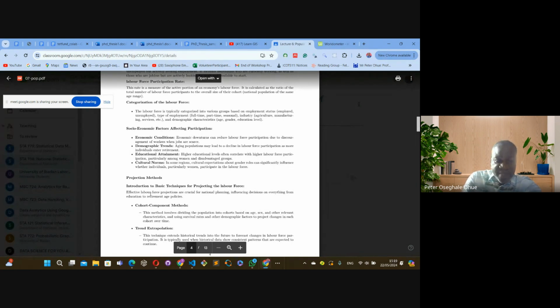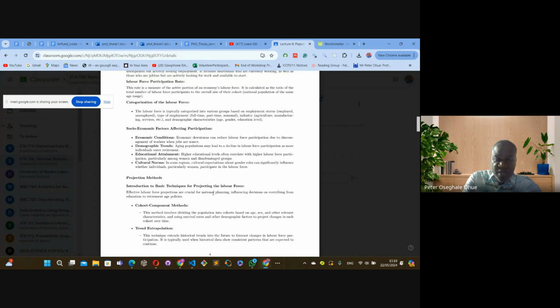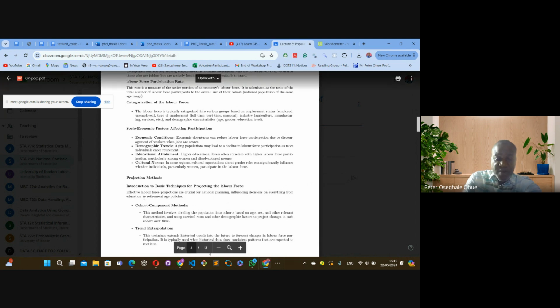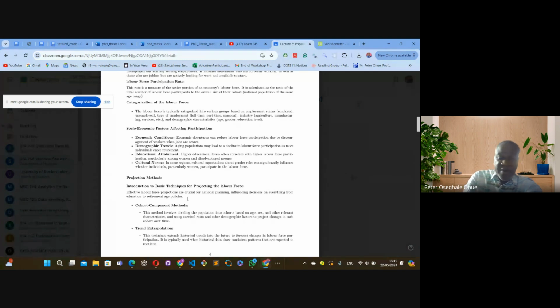So here it says, effective labor force projections are crucial for national planning, influencing decisions on everything from education to retirement age policies. There's always this debate about retirement age. Is it 65 or 70 for professors, for GOs at times? GOs will retire. Very interesting conversation, but that's beside the matter. The most important thing is how many years are you going to be employed?